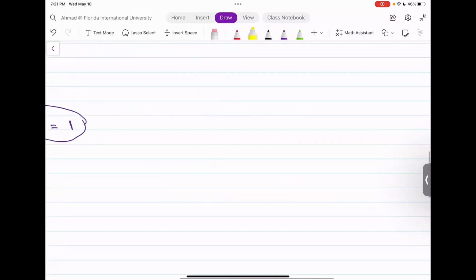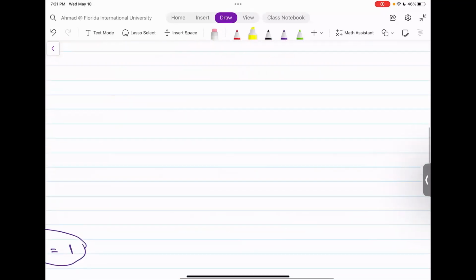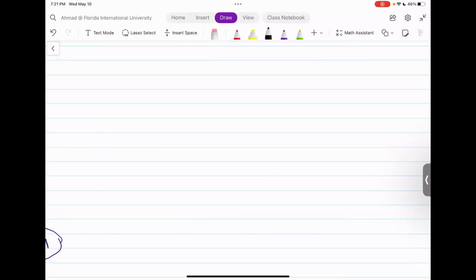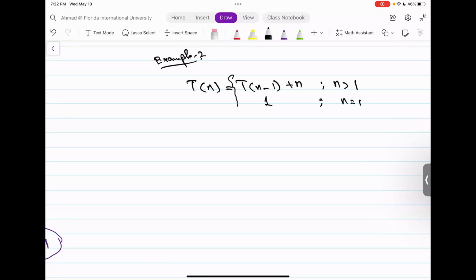Let's say, for example, one algorithm is given and I have computed the recursive relation out of that. Let me say this is my example 2. Another recursive relation is given: T of n is equal to T of n minus 1 plus n whenever n is greater than 1, and it returns 1 only whenever n is equal to 1. So this recursive relation is given, right?